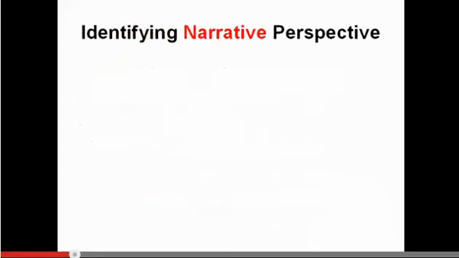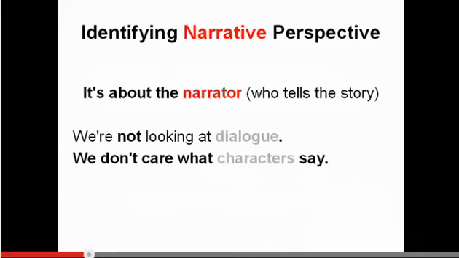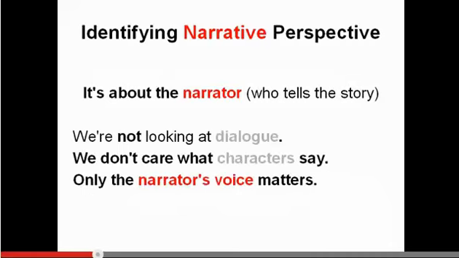Identifying narrative perspective. The narrator's perspective is about the narrator, that is to say, the person who is telling the story. Therefore, we're not concerned with looking at the dialogue or the voices of the characters inside of quotation marks. We're not interested in what characters are saying, at least not for the purpose of identifying the narrator's perspective. Only the narrator's voice matters.